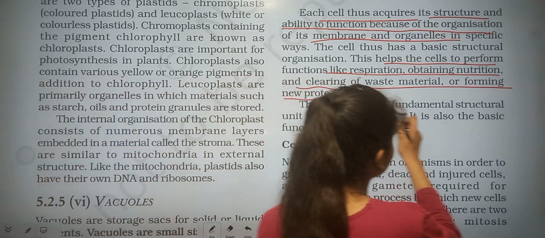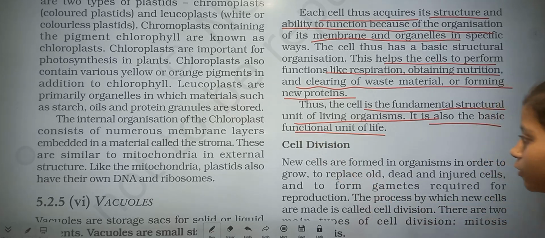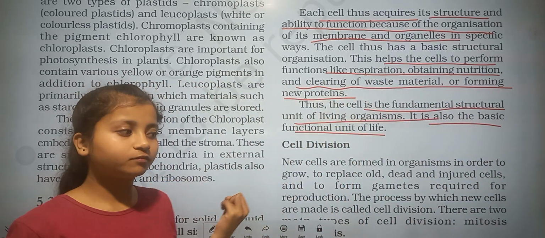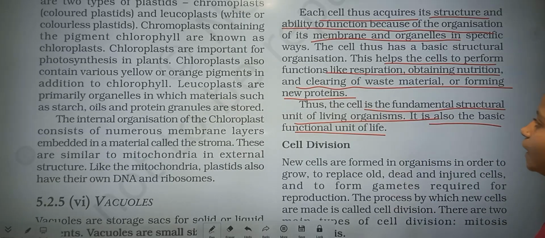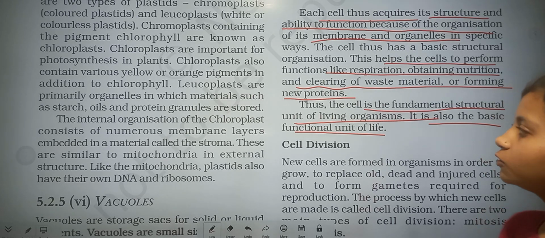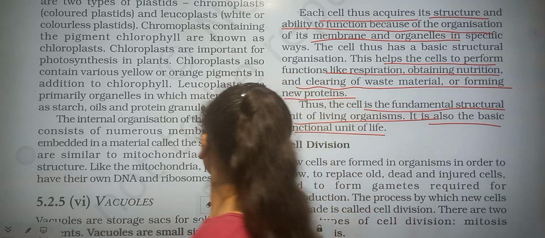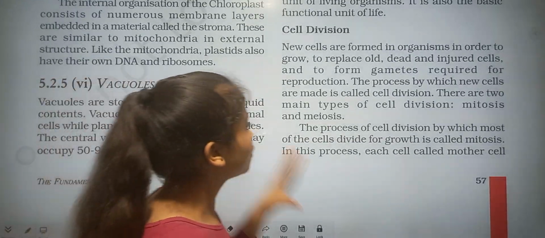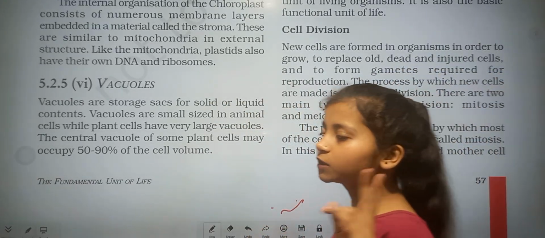Thus the cell is the fundamental structural unit of living organisms. It is also the basic functional unit of life, because in the cell many processes and functions are involved, some of them being respiration, nutrition and formation of ATP. That's why the cell is called the fundamental unit of life. Now there is one short point about cell division. Cell division is a process in which one cell is divided into two cells.